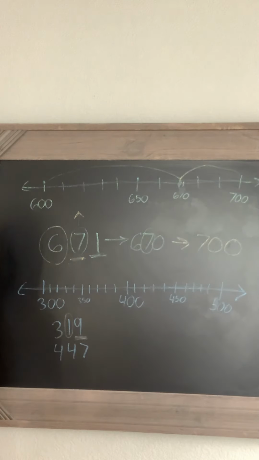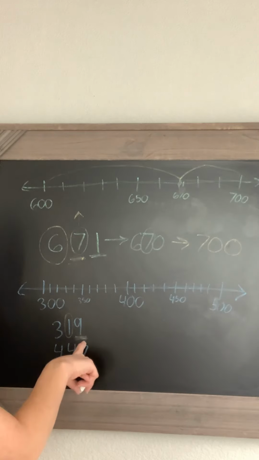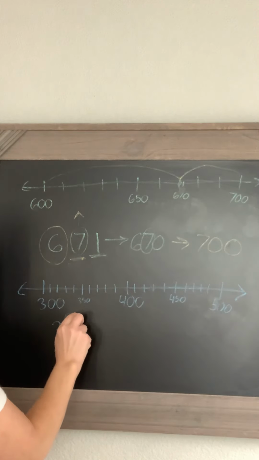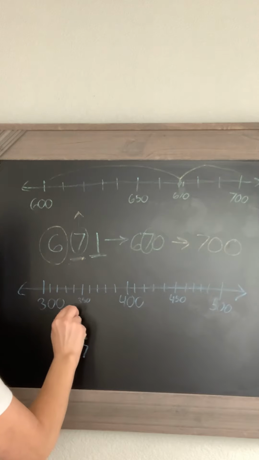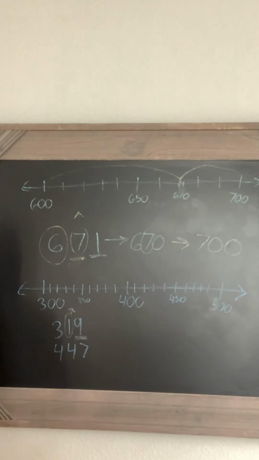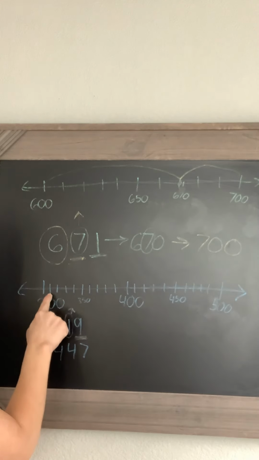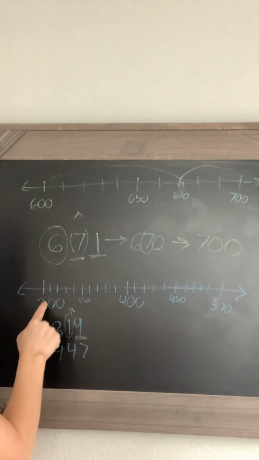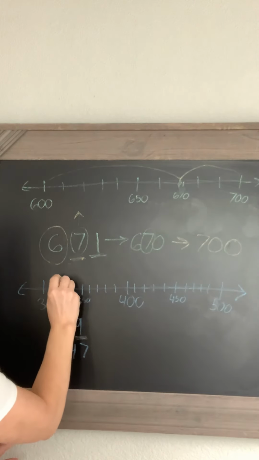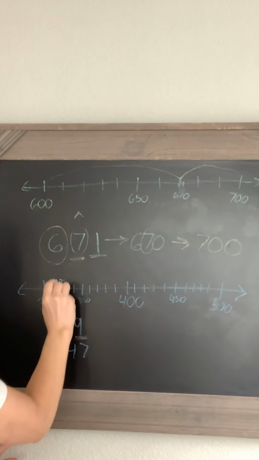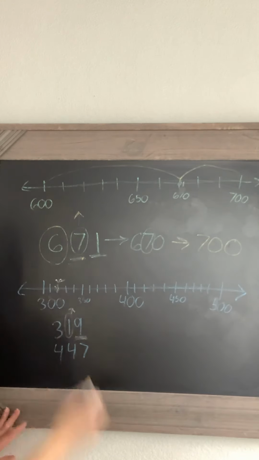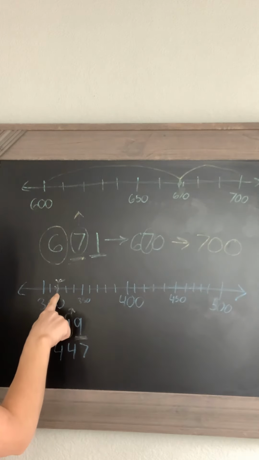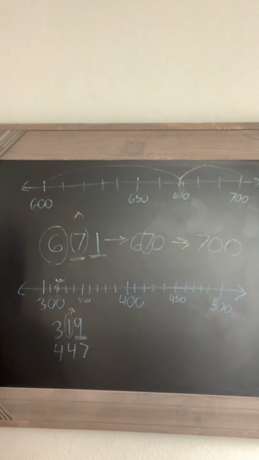There's a 9. So 5 or more, raise the score. 4 or less, let it rest. This is bigger than 5. I have to raise the score. So 319, and when I look up here at my number line, here's 350, 300. 10, 20, 30, 40, 50. So I'm counting in increments of tens. So 310, 320 is right here. 319 would be just right before it. So 319 would be closer to 320 than it is to 310.